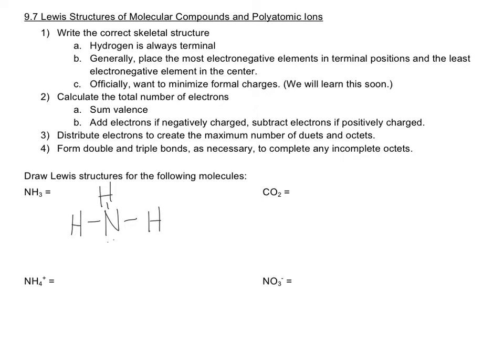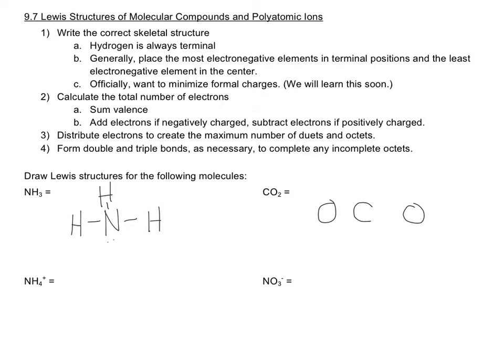All right, so for CO2, carbon dioxide, we have a carbon, which has 4 valence electrons, and we have an oxygen. An oxygen has 6, but we have 2 of those, so that's 12 plus 4 is 16 electrons. We want to put carbon in the middle because it's less electronegative than oxygen, so we'll put carbon in the middle, and we'll put oxygens on either side of it.